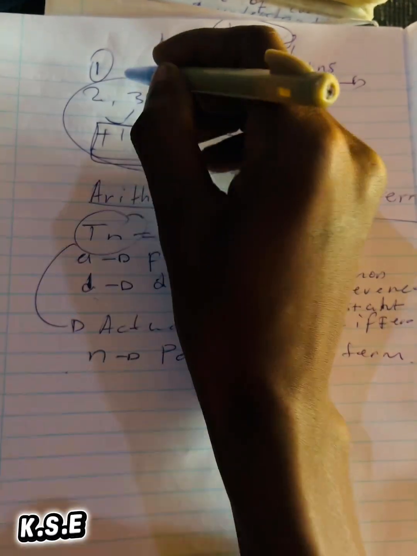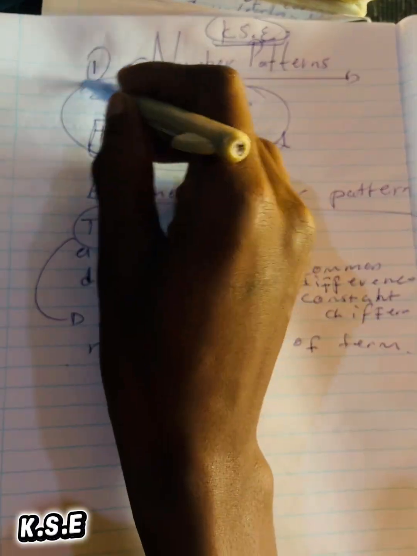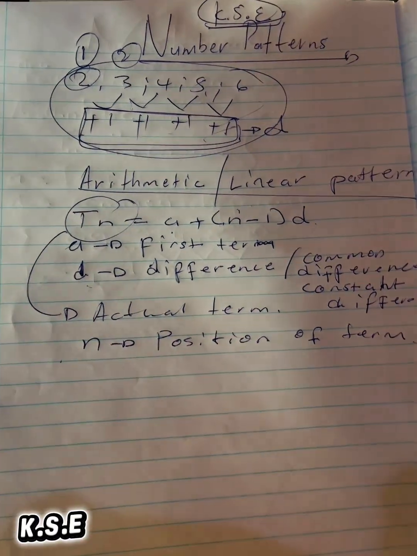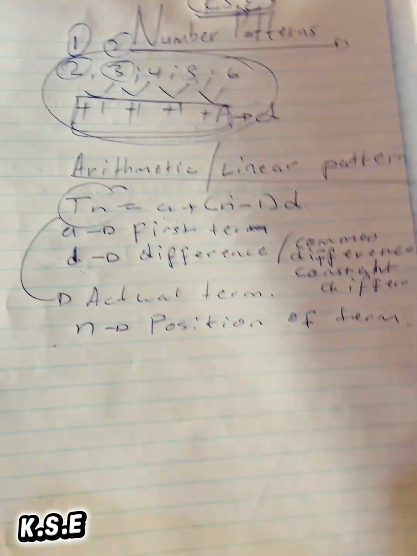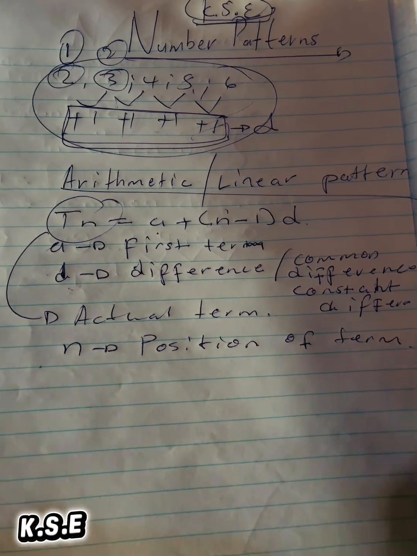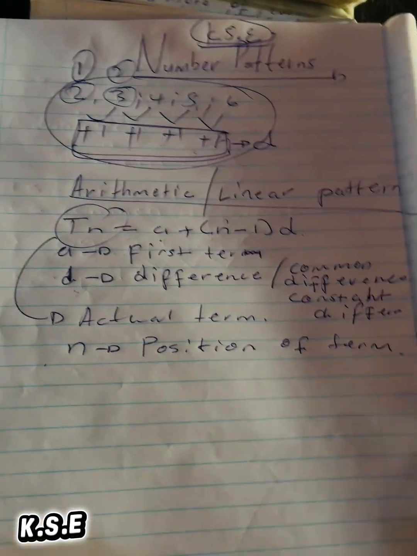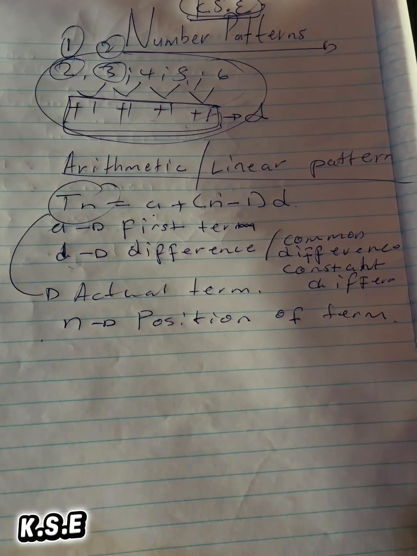The position of 3 here is what? It's 2. But 3 becomes the actual term. I hope you understand this. Can we do a quick example?